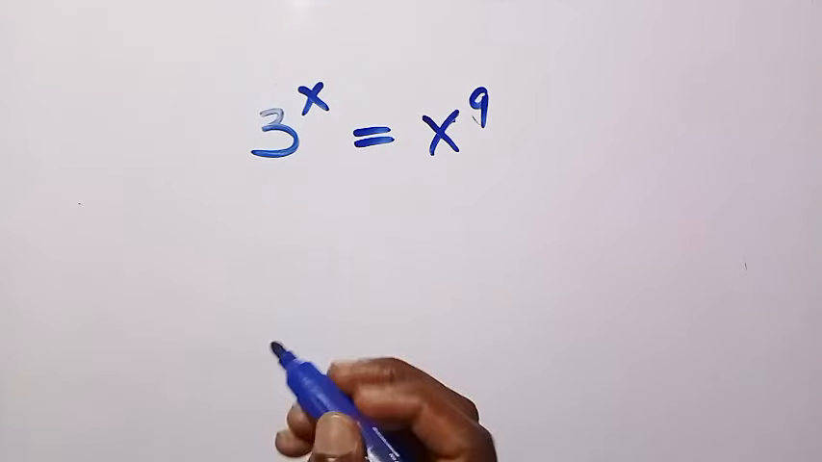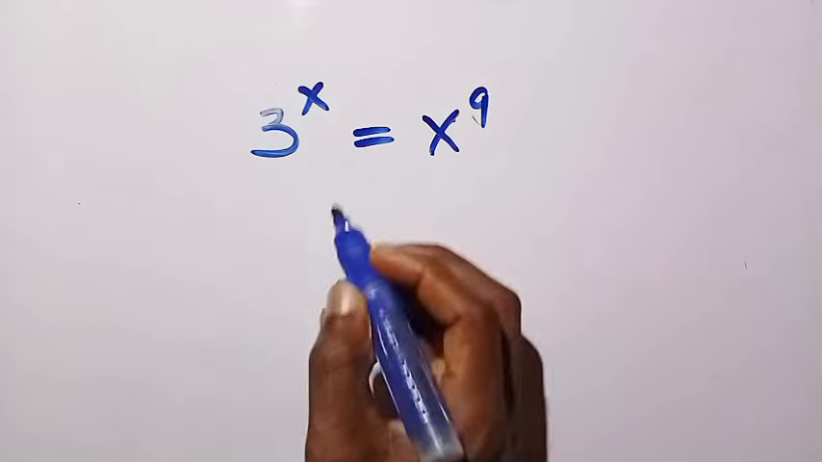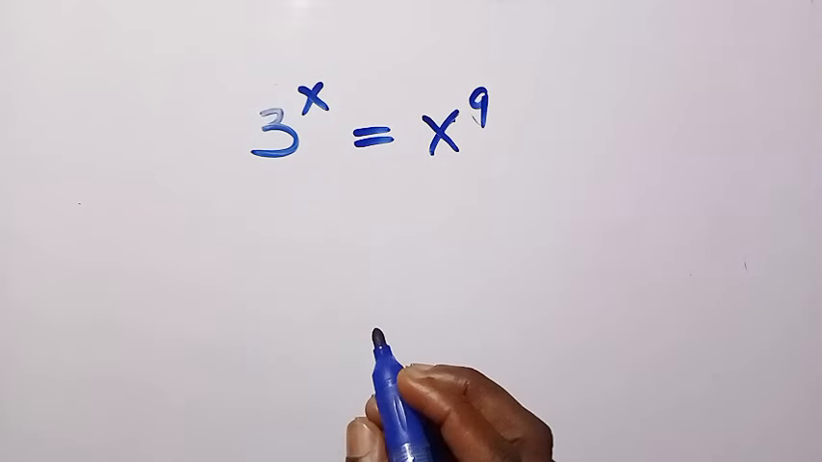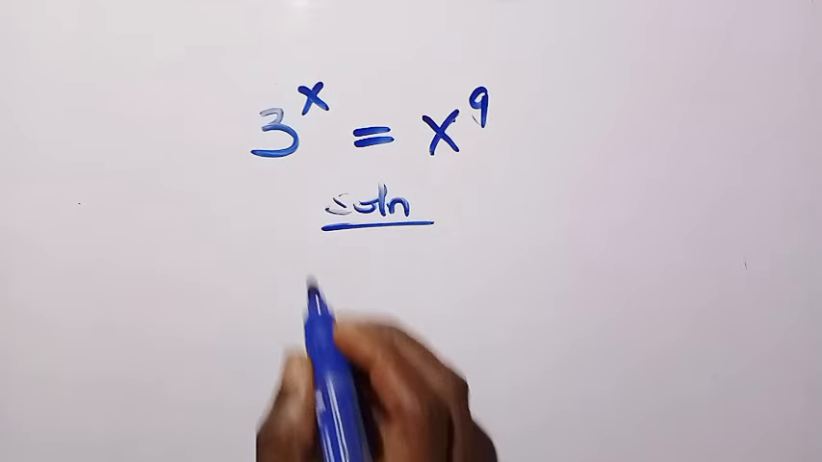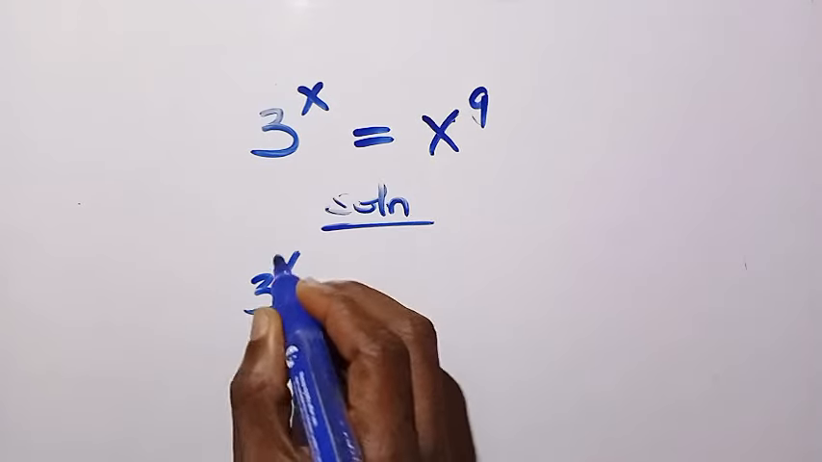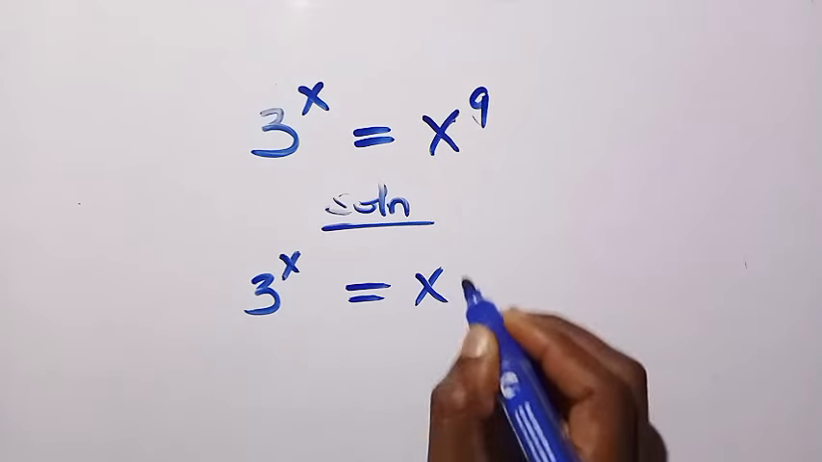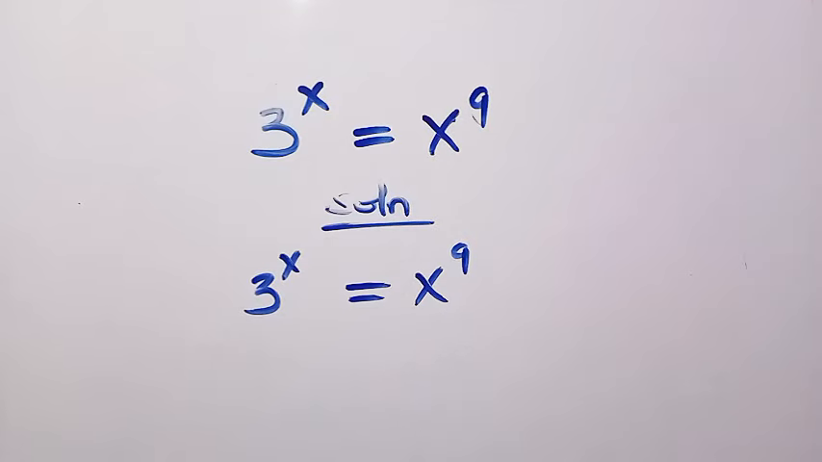Here I'm going to be solving this with the power of algebra, not applying the Lambert W function. Let's only provide the real solution that makes the left hand side and the right hand side equal. So if you consider the solution from here, we have 3 to the power of x, which equals x to the power of 9.